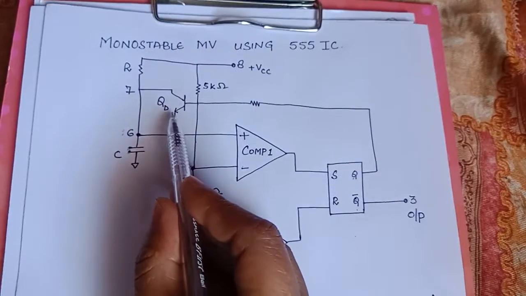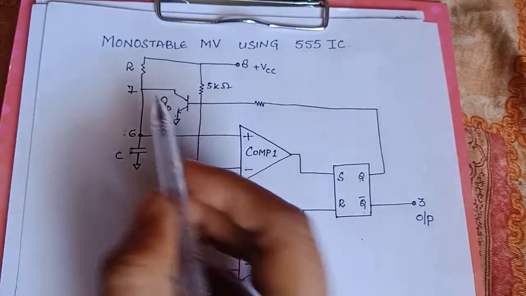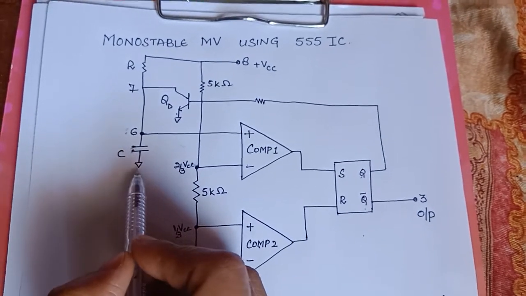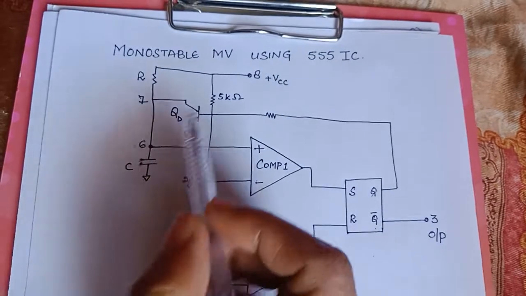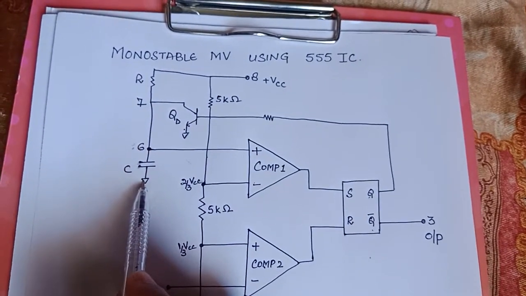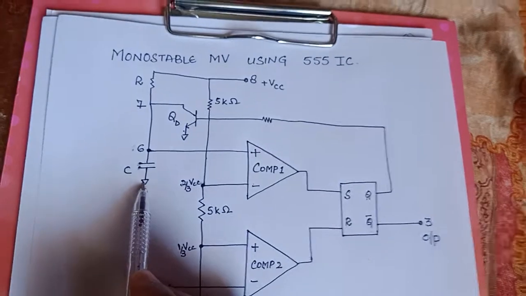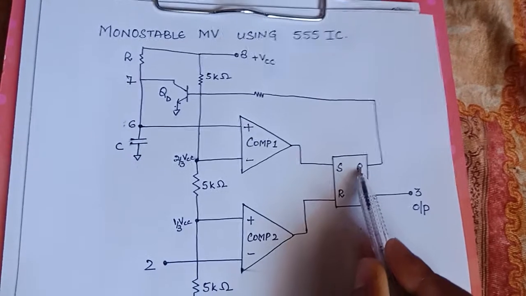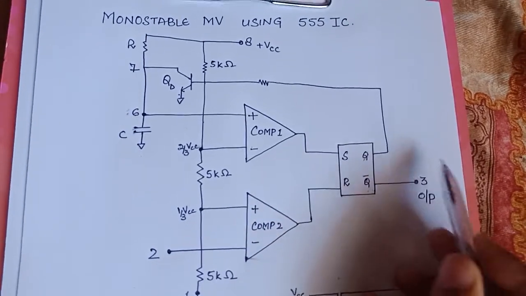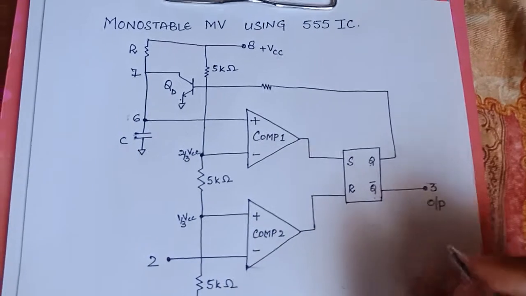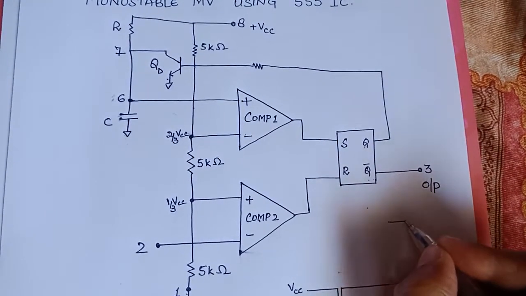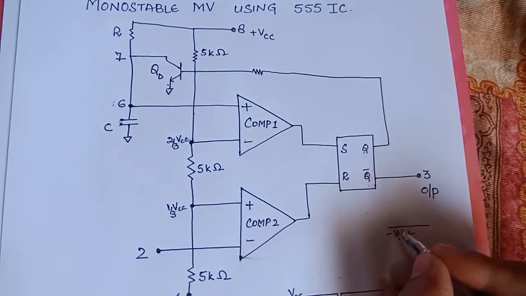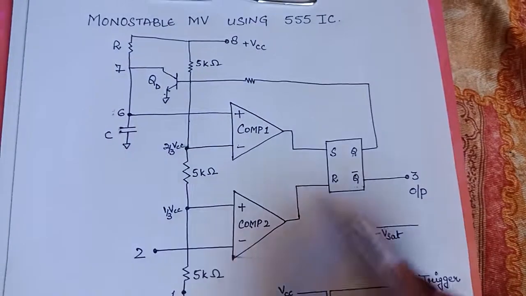Now when your transistor QD is at saturation, it will make the voltage across your capacitor equal to 0, because it is directly connected to ground. At that stage, when your Q bar is low and your Q is high, your output will be in the saturation state. That means your output will be at minus V sat. This is the stable state of your monostable multivibrator.